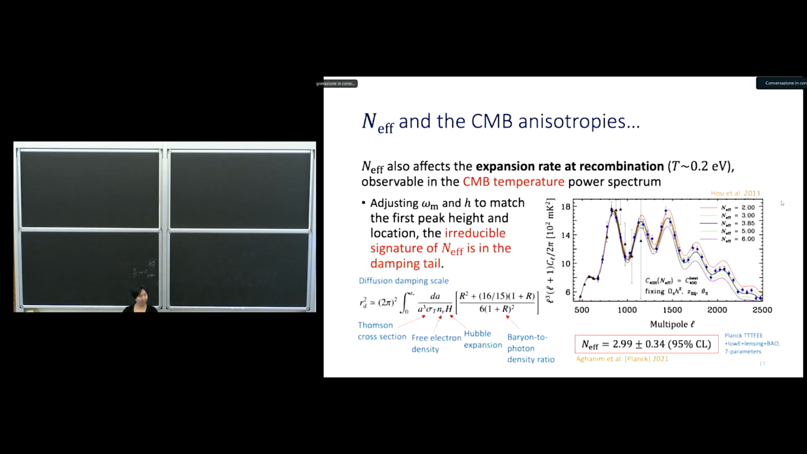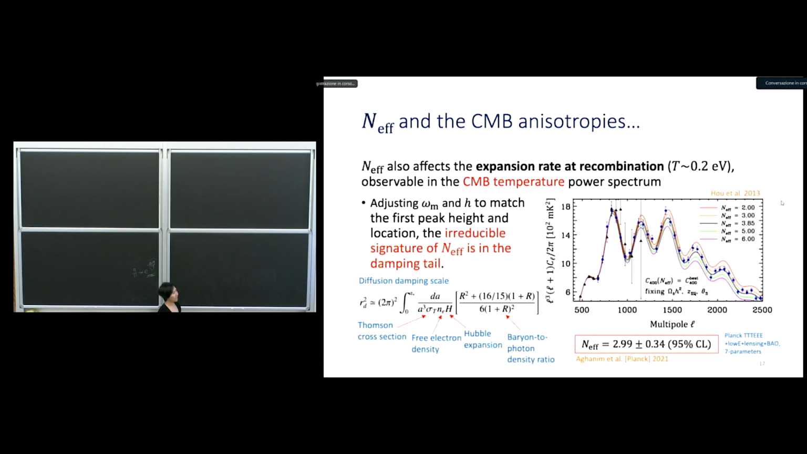The irreducible signature of N effective, however, does exist. It's not that the degeneracy is complete. In fact, the irreducible signature of N effective is in the damping tail. This is a paper from 2013 by Lloyd Knox and his group at UC Davis. What they've done here is to plot the CMB anisotropy power spectrum for these rather high multipoles, from 500 all the way to 2500.